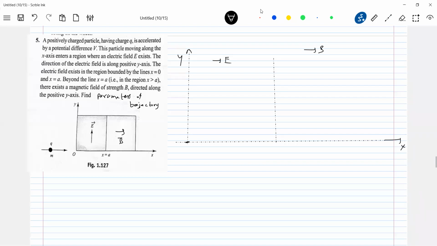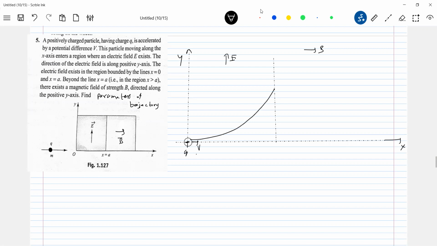So here the charge particle will enter the origin with a speed v, and then because of electric field along y-axis, anything will happen to the charge particle. It's going to describe what is the path. Path will be parabolic path.